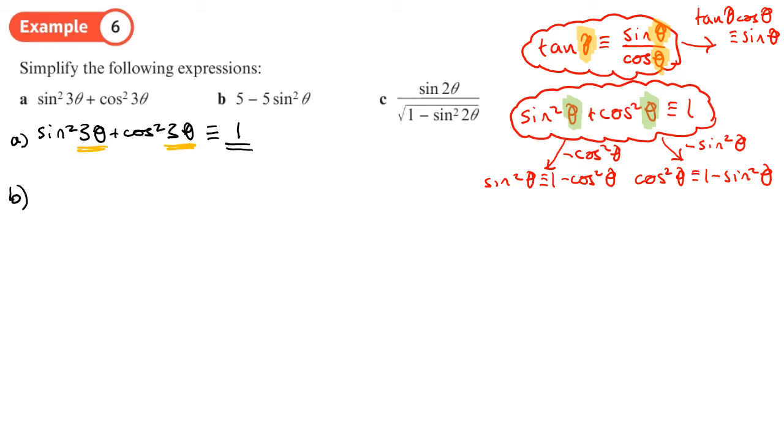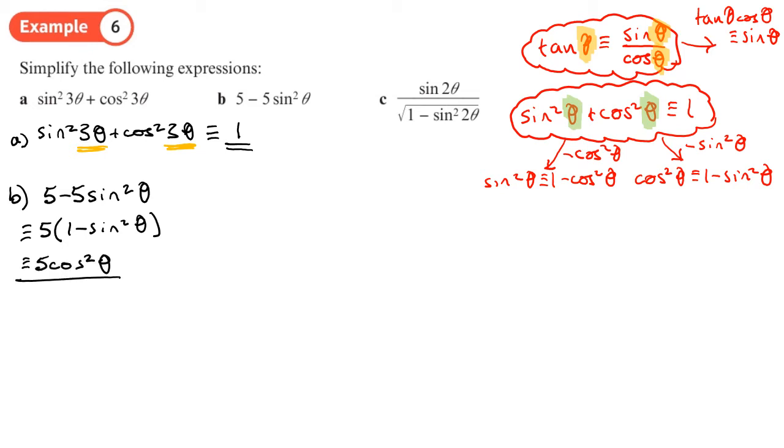Part B. So we've got 5 minus 5 sine squared theta. So the first thing I would do is I would factorize it to put the 5 outside of brackets. I could put equivalent there. So I've got 1 minus sine squared theta. Now if I have a look over here at the side, look, see, I've got 1 minus sine squared theta here. So I can change that to cos squared theta. So next thing would be it's equivalent to 5 cos squared theta. Okay, so that one is done.